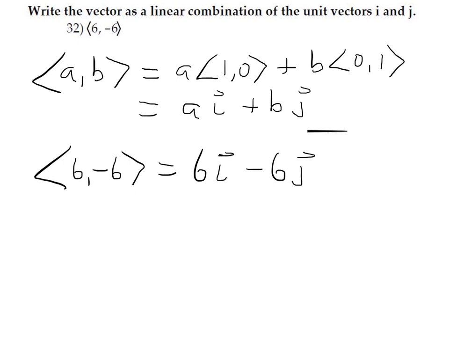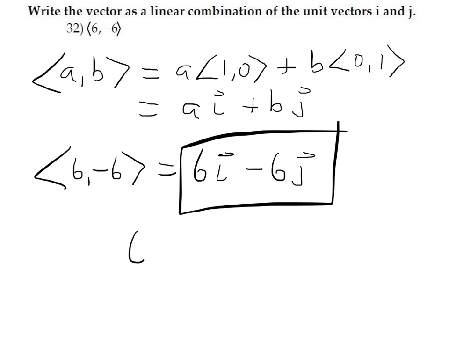And that's all there is to this problem. You could also write this as 6i, where the 6 is the horizontal component, plus parenthesis negative 6j, if that's something that you would need to do. But it's basically the same problem. Very nice.